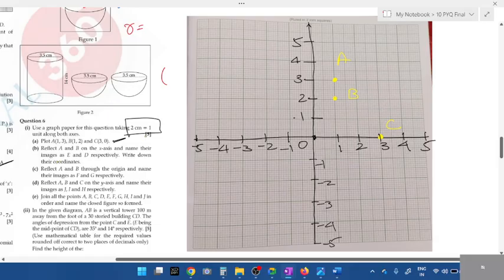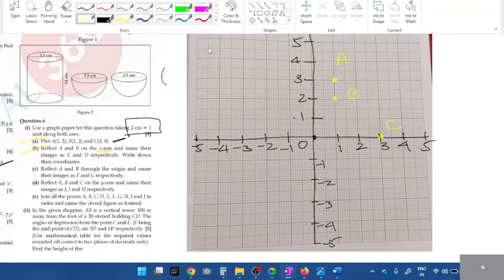Even if it is a 5 marks question, don't think you get 5 only if everything is right. For each answer, you get 1 mark. Just by plotting these 3 values, you will get 1 mark. Second, reflect A, B on the x-axis. This is an important concept. Reflect A, B on which axis? So where is the mirror? The mirror is on the x-axis.